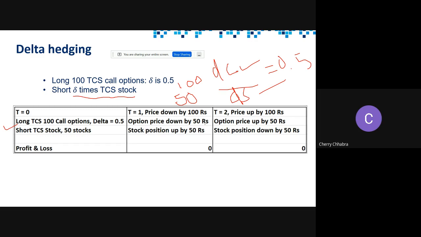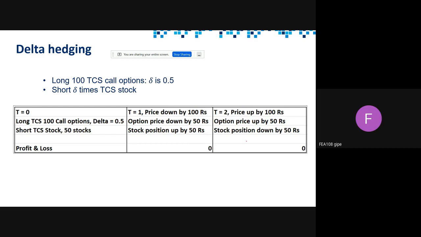Can you explain this T at T1 again? Just assume, not 100, just one TCS call option. And assume that you could buy half a TCS share, to make it easier. So if you buy half a TCS share and the price of TCS is down by 100 rupees, since you're short the TCS stock, remember, you're selling the TCS stock, the short position will be up by how much? 50 rupees. Correct? Thank you, sir. So that's all it is.